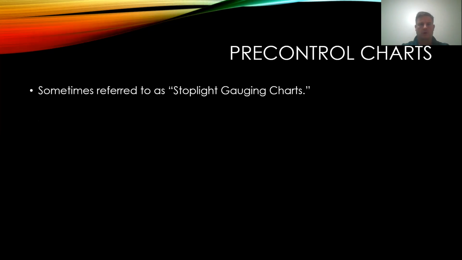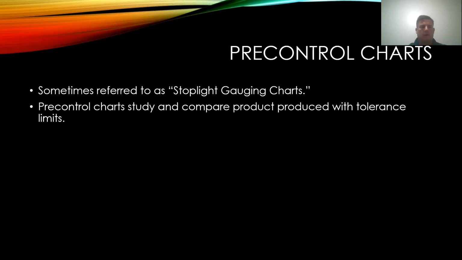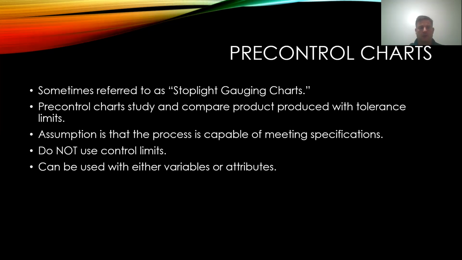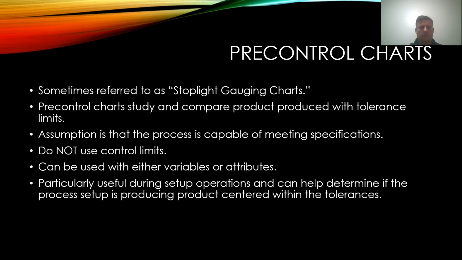Pre-control charts. This is something people call stoplight gauging charts. These charts are used to compare the product produced with tolerance limits. The assumption you go in with is that you have a process that's already capable of meeting specifications. Don't use control limits on this one. You're using specs and not control limits, and it can be used with either variables or attributes.